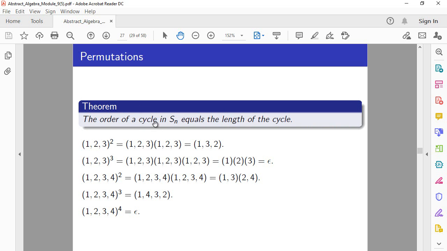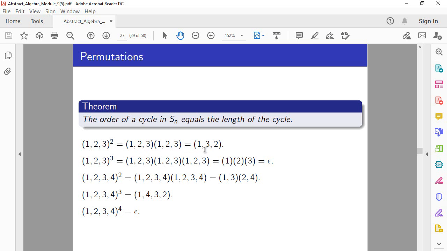If we have a single cycle in Sn, then the order of the cycle is equal to the length of the cycle. So for example, if I have the cycle (1 2 3) and I square that, it means I am multiplying (1 2 3) and (1 2 3). Now multiplication means composition here. So when we take the composition of these two, we get (1 3 2).